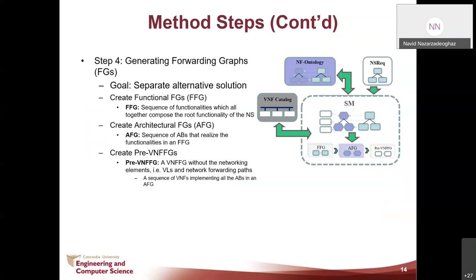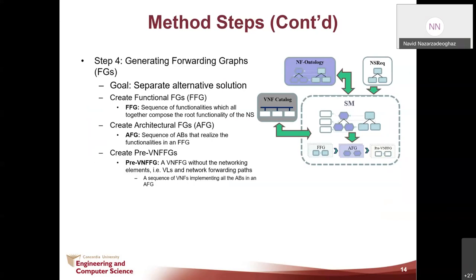Then after that, we have all the information that we need from the ontology, but we need to separate alternative solutions, because you can see that we have multiple levels and layers of decomposition. So in three sub-steps, we separate those alternative solutions. First, we look at the functional decomposition and we generate functional flow ordinograms. Those are sequences of functionalities that, all together, can compose the root functionality that is desired for the network service.